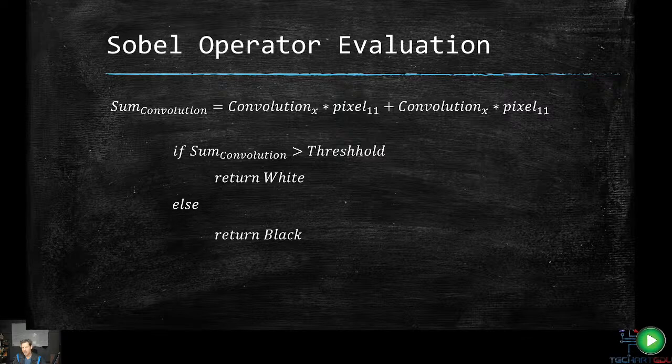So if the sum of our convolutions is greater than the threshold, then we're going to return white. If the sum of our convolutions is less than the threshold, then we're going to return black. And that's really the algorithm. It really is that simple, folks.